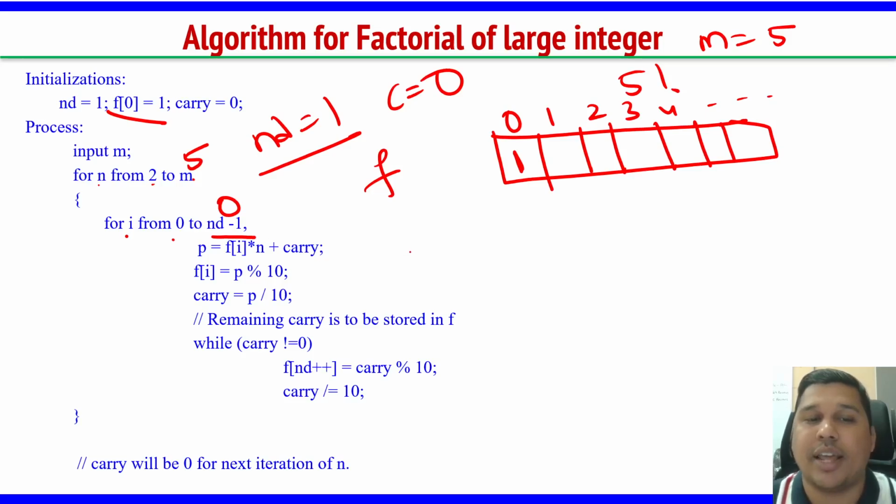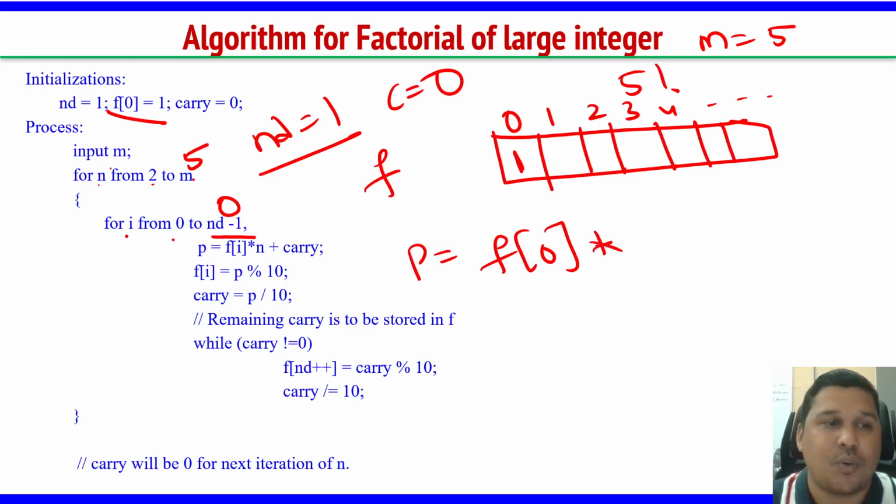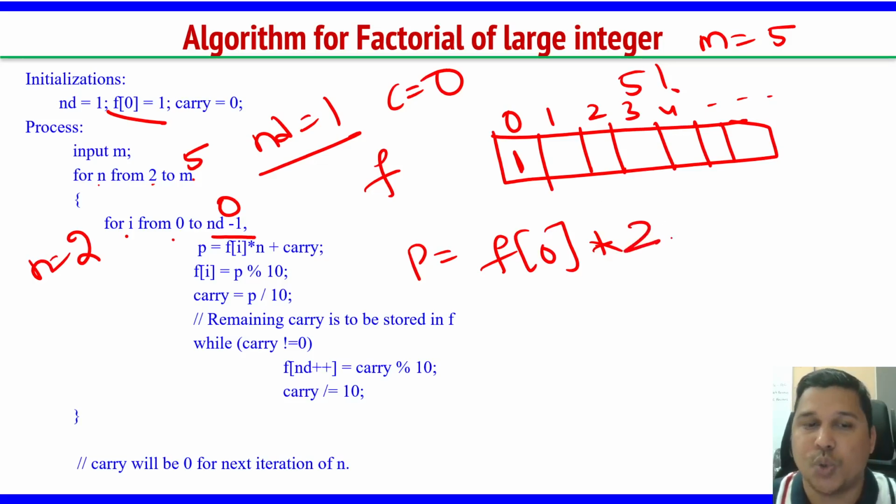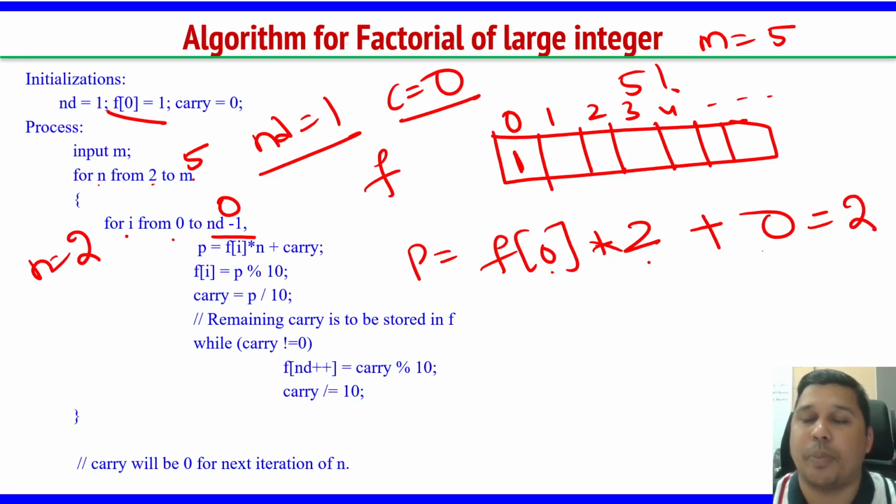For I 0, what will I write here? P equal to f of 0 into n. What is n value now? Here in the iteration, first iteration n value is 2. 2 plus what is carry value? 0. So, this result is f of 0 is 1. 1 into 2 plus 0, that is 2.